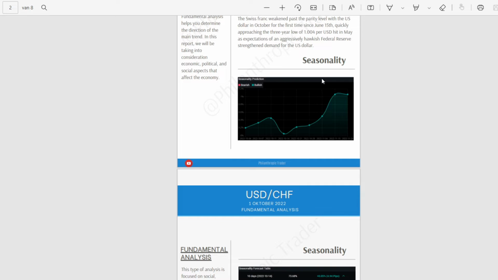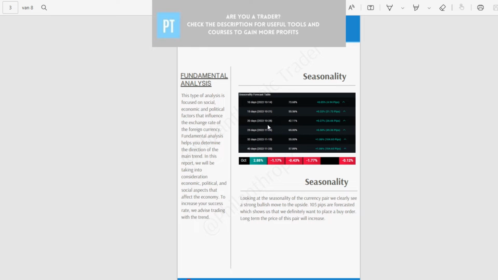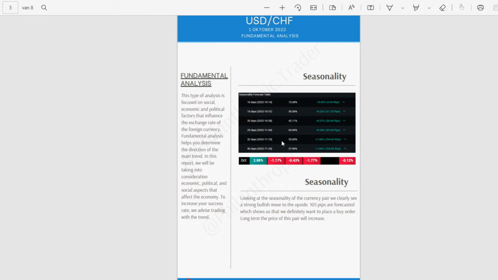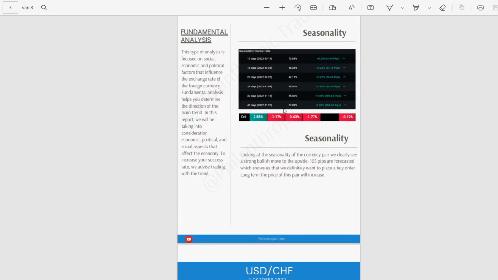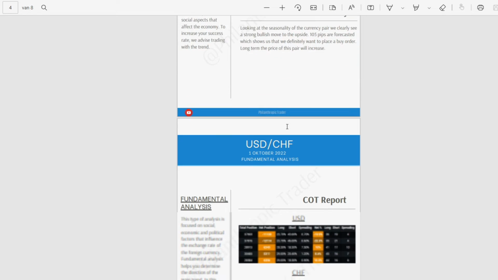We also look at the seasonality. So over here we have the seasonality predicting a bullish momentum, and of course also over here we see the same, but then in numbers. So over here we see in about 30 days, 40 days, a move of 140 pips to the upside. It's quite bullish, as you can see. That shows us that we are also looking for buy opportunities and not sell opportunities, right?